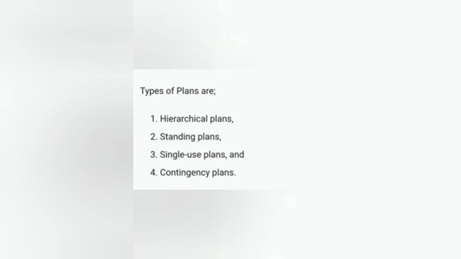Next important question is, what are the various plans? First you need to give a brief understanding that plans are what to be done, how to be done. When we discuss in advance what to be done, how to be done, and whom to be done by, that is called plans. There are various kinds of plans like hierarchical plan, standing plan, single use plan, and contingency plan. Let's discuss them in detail.